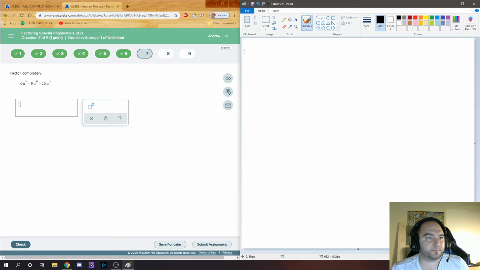We got 6u fifth minus 9u fourth minus 15u cubed. Very similar situation, but with three terms. Ooh. Still do it, though. What can I divide 6, 9, and 15 by? All divisible by 3. And I can take u to the third out.